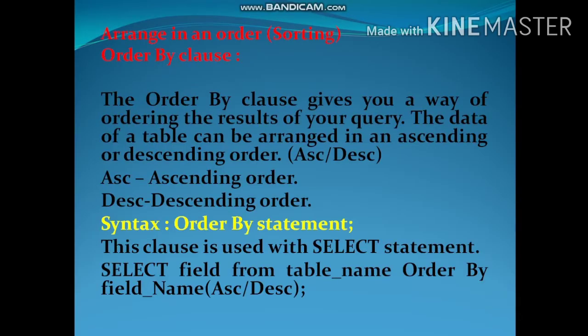Arrange in an order, sorting. That means arrange the file or the table in an ascending or descending order. The ORDER BY clause can be used. The ORDER BY clause gives you a way of ordering the results of your query. The data of a table can be arranged in ascending or descending order. ASC is ascending order, and DESC is used as descending order.